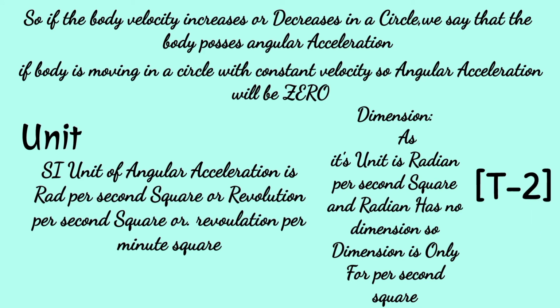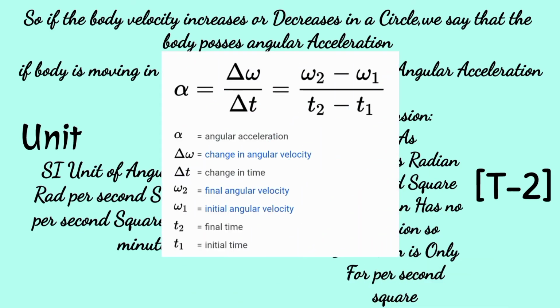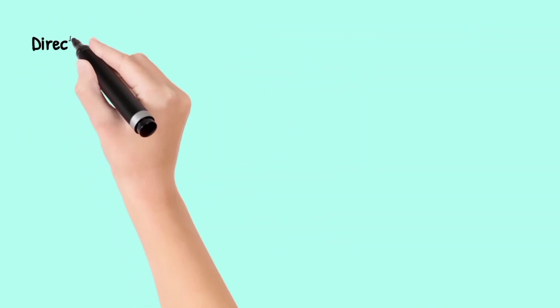For a better concept, let's focus on the given formula: alpha, the angular acceleration, is equal to del omega upon del t. Del omega has a unit of radian per second while del t has the unit second, so only the second has a dimension.